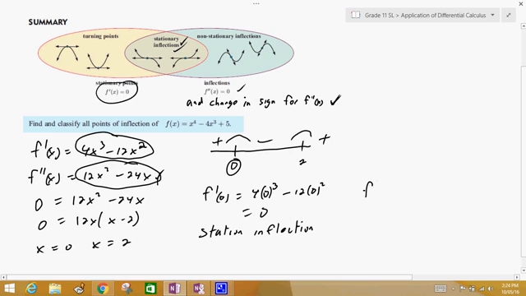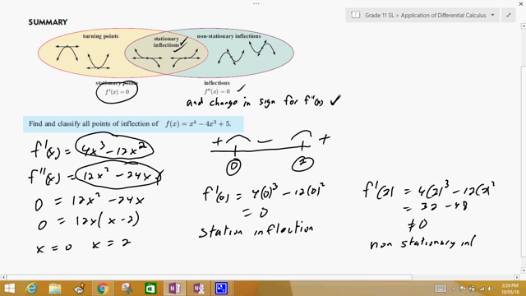Okay? At x equals 2, the other point, when I put it into the first derivative, we get 4 times 2 to the power 3 minus 12 times 2 squared. 4 times 8 is 32, minus 12 times 4, which is 48. This is not going to equal 0. It does not equal 0. And therefore, this is a non-stationary inflection point.